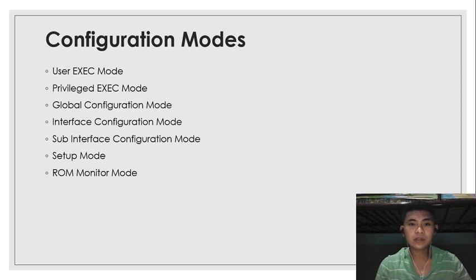To go to the global configuration mode from the privilege mode, the user must type the configure terminal command. To exit and go back to the privilege mode, the user must type the exit command. And to go to the interface configuration mode from global configuration mode, the user must type the interface command with the interface number. To go back to the global configuration mode, the user must type the exit command.